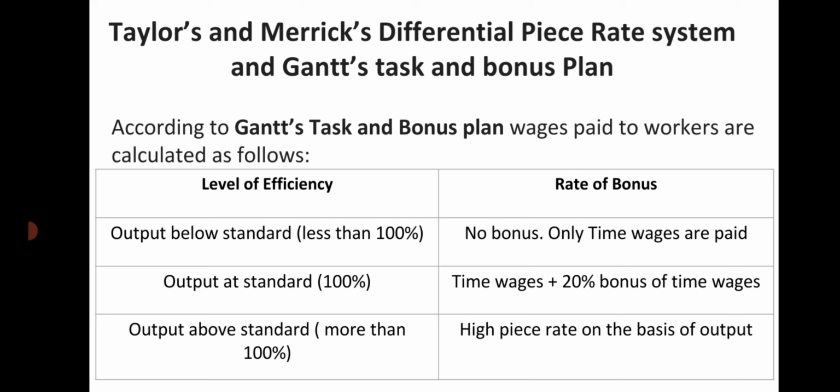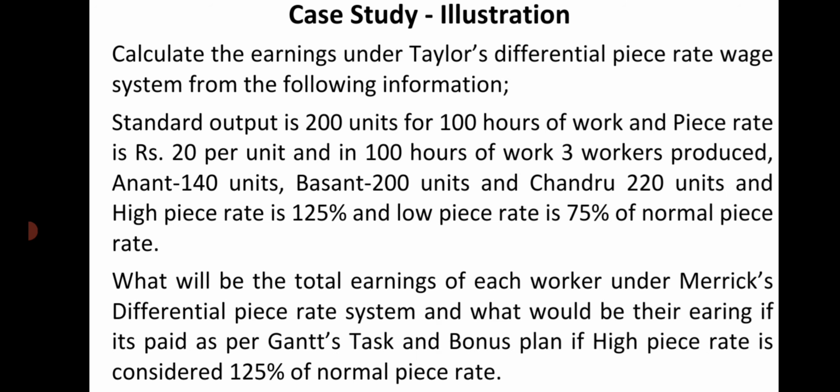If the worker is above standard, with output above standard or more than 100%, he is rewarded with a high piece rate on the basis of output. A high piece rate is paid to the worker whose output is more than the standard set by the organization. We will discuss this in a simple problem.